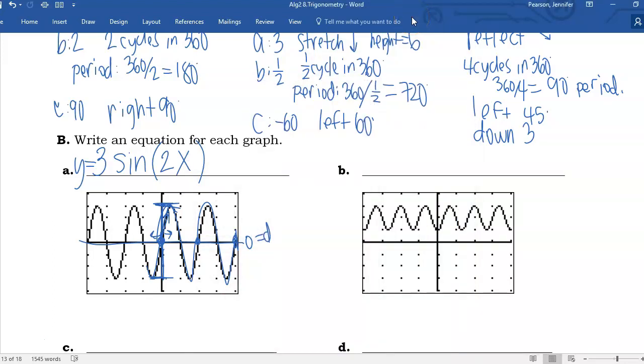Letter B, sine or cosine. I see a U in the middle. That tells me it is actually a negative cosine. I'm going to leave space for a number there. Let's do period next. Starting here, that's 1, 2, 3. 3 cycles in 360.